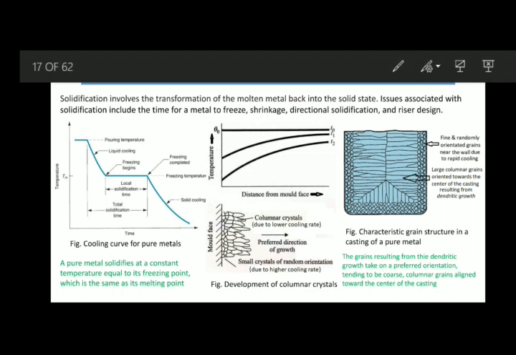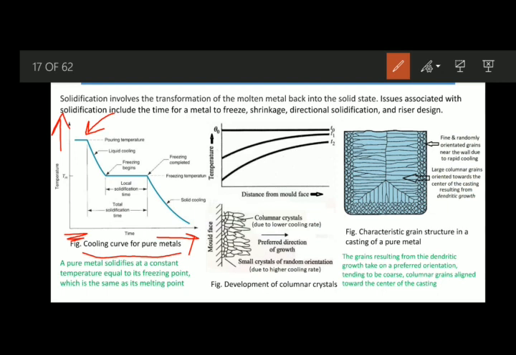So if we go to this first figure where we have the cooling curve for a pure metal, in that particular curve, along the y-axis we show the temperature, and along the x-axis we show the time. So it's a plot of temperature versus time, showing the temperature behavior for a particular pure metal when it is solidifying during the casting process. Now definitely we already know that initially the process will start with the pouring of the molten metal.